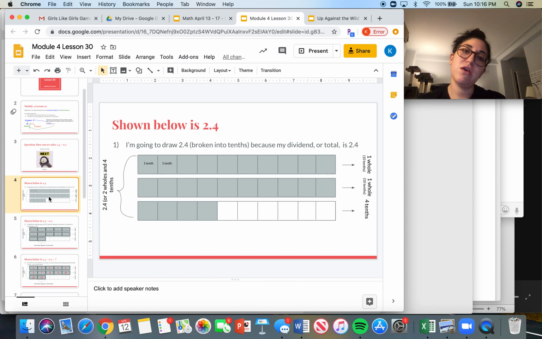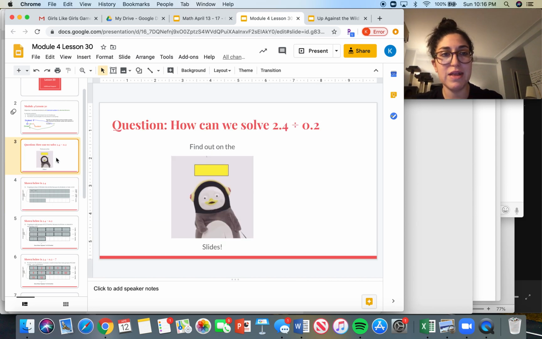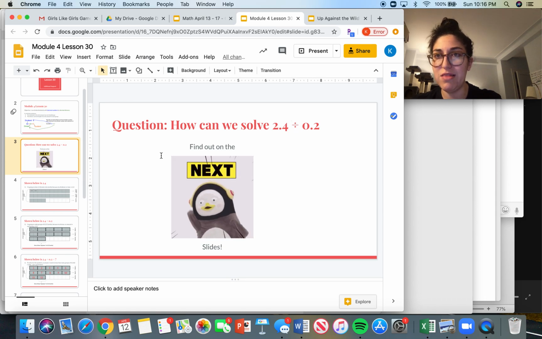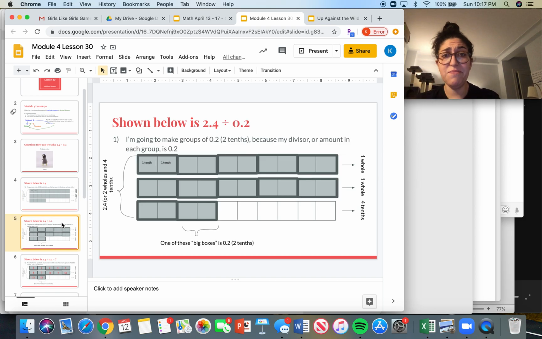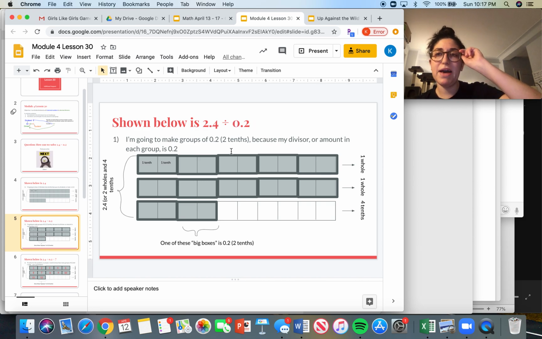So what I've done here is I'm showing 2.4 because remember that that's the whole number, the dividend that we're trying to break up. So I drew one hole, I drew a second hole, and then I used 4 tenths, right? So this is 2 and 4 tenths, 2 holes and 4 tenths. And then the next thing I did is, again, I have my 2 holes, hole number 1, hole number 2, and 4 tenths, and I broke them into groups of 2 tenths because that's what my divisor was. My divisor asked me to break things into 2 tenths. So since this is 1 tenth and this is 1 tenth, this is 2 tenths, right? So I made groups of 2 tenths, right?